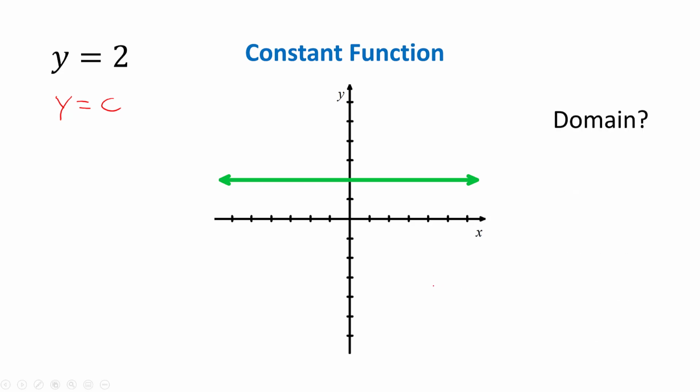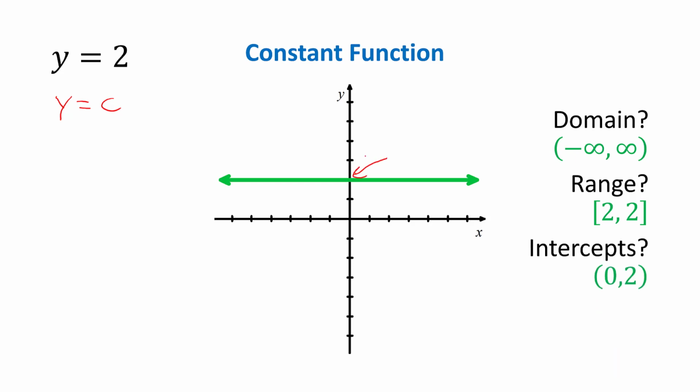The domain here, as you can see, is all real numbers, all x values. The range includes only the one y value of 2, and so the range goes from 2 to 2, which we can indicate in interval notation with square bracket 2, comma 2, square bracket. There's one intercept here at the point (0, 2). There are no y-intercepts. I'm sorry, that is a y-intercept. There are no x-intercepts here.